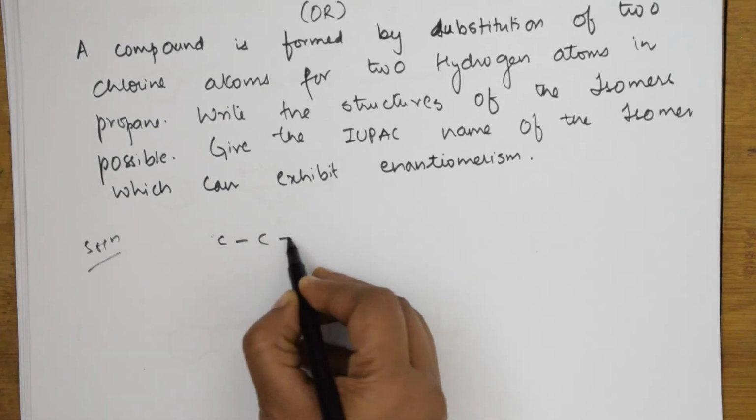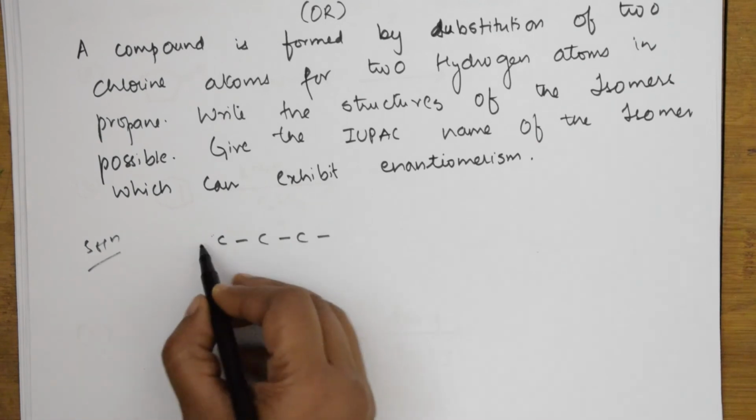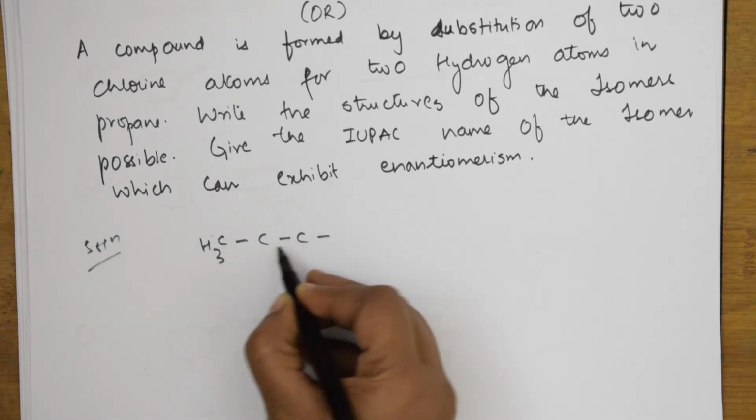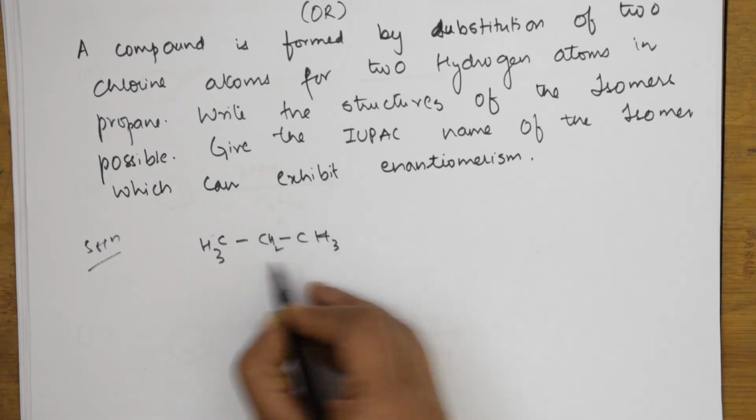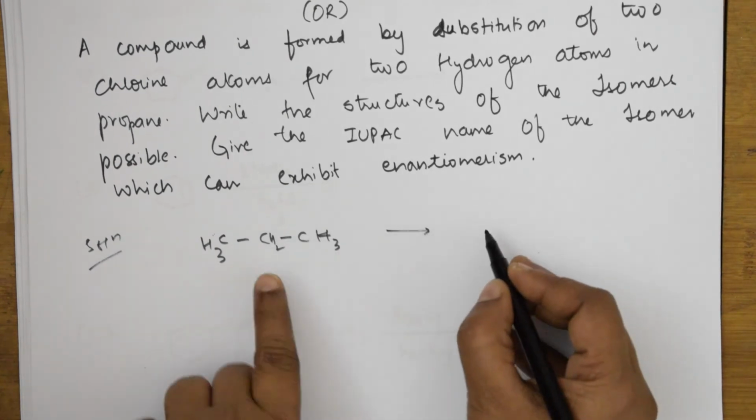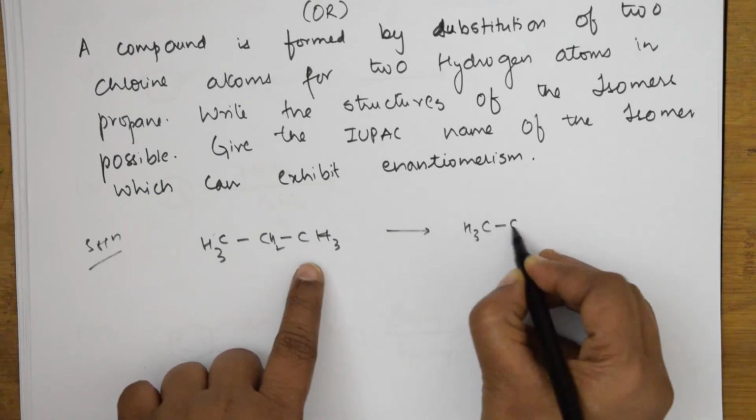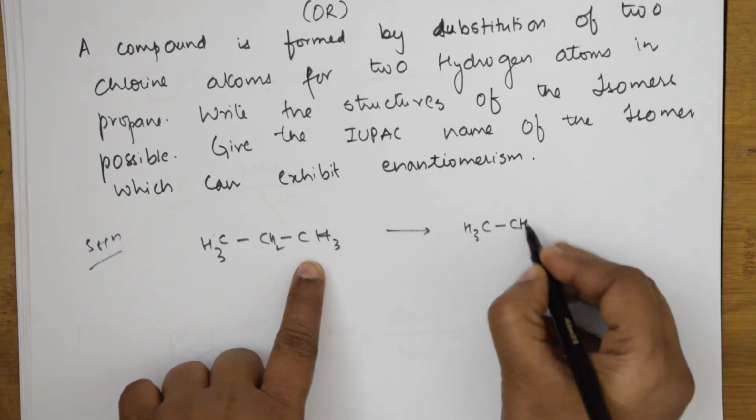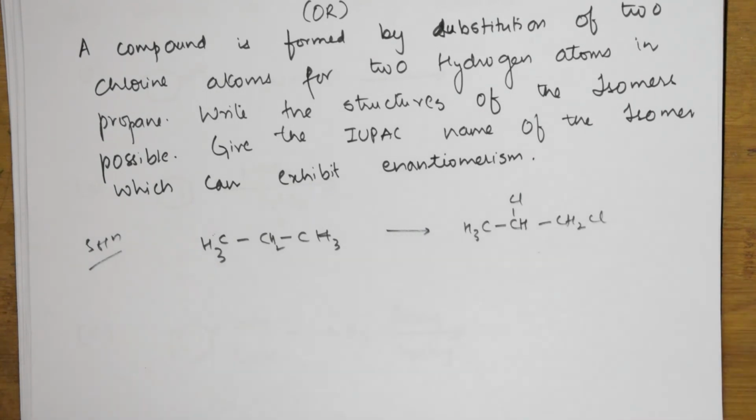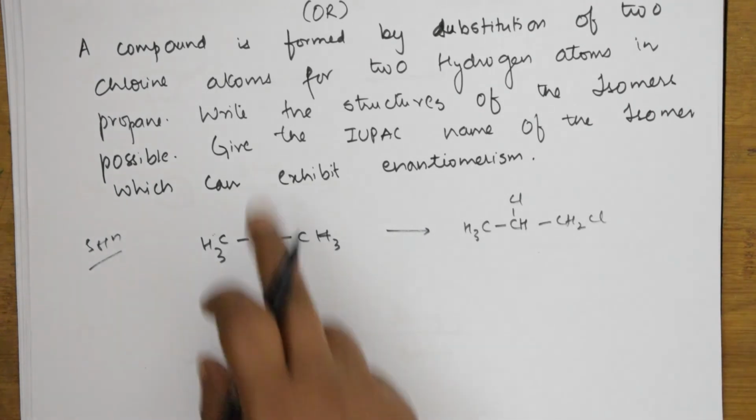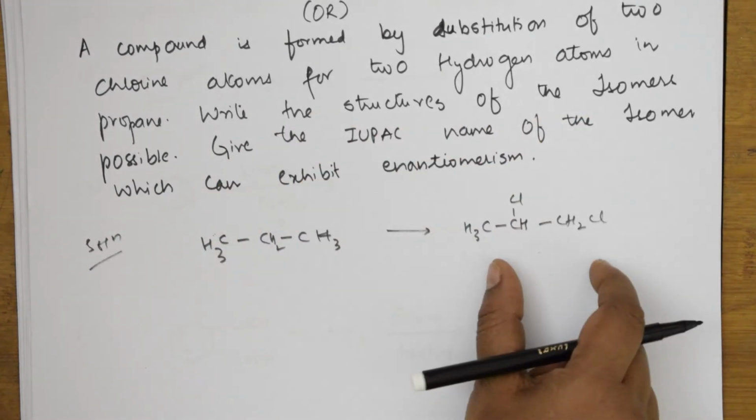1, 2, 3. This is propane. So take this CH3. So instead of H, earlier it was like this, isn't it? Now this propane, what am I doing? I am substituting with two chlorine atoms: CH3, this is CH, this is one chlorine, CH2, Cl. Done? Yes. And they said write the structures of the isomers possible. So for this, write the structures.